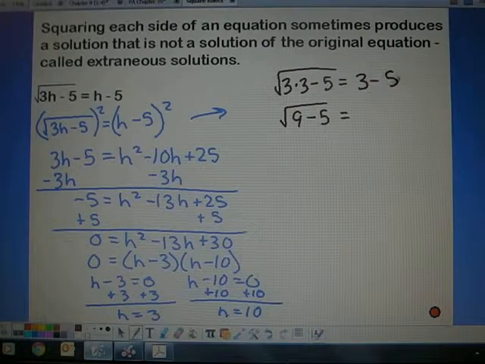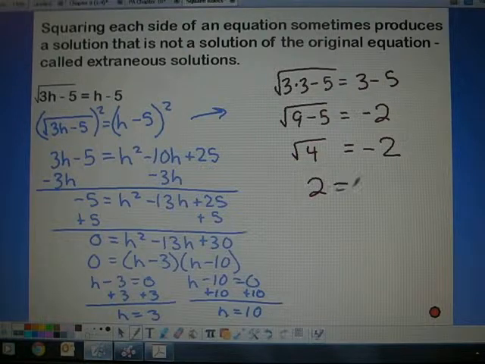And you'll see right here, this gives you negative 2. Here we get 9 minus 5, or what you can look at, can a square root ever equal a negative number? This gives you 2 equals negative 2. That does not work, so we got to cross off that answer.